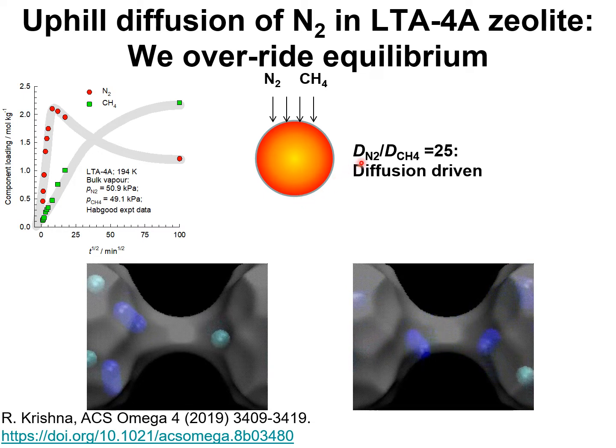Due to partial window blocking, the diffusivity of nitrogen to that of methane is 25, and experimental data on the transient uptake of nitrogen and methane inside the pores of 4A zeolite are shown here.